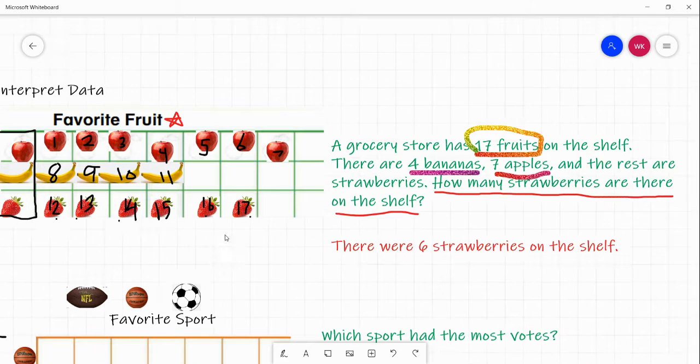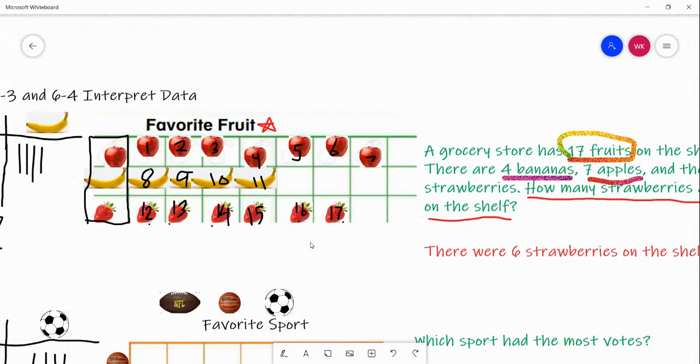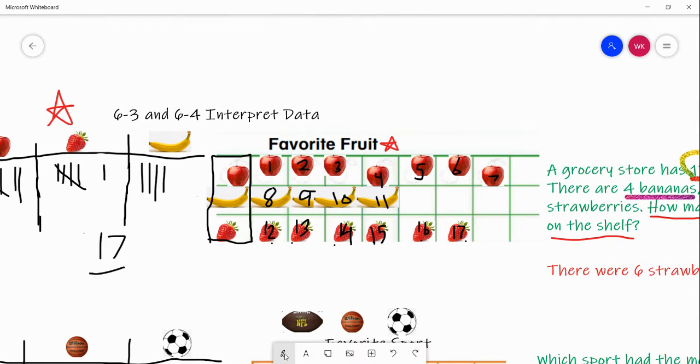Another question that I could ask you guys is, which grocery item had the most? And you guys would look at this picture graph, and you could see that the apples had the most, right? Because they had 7. No other category or no other grocery item had 7.